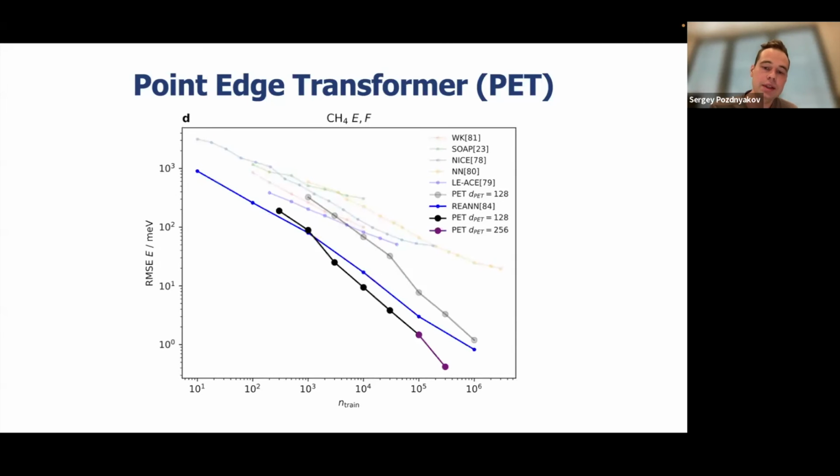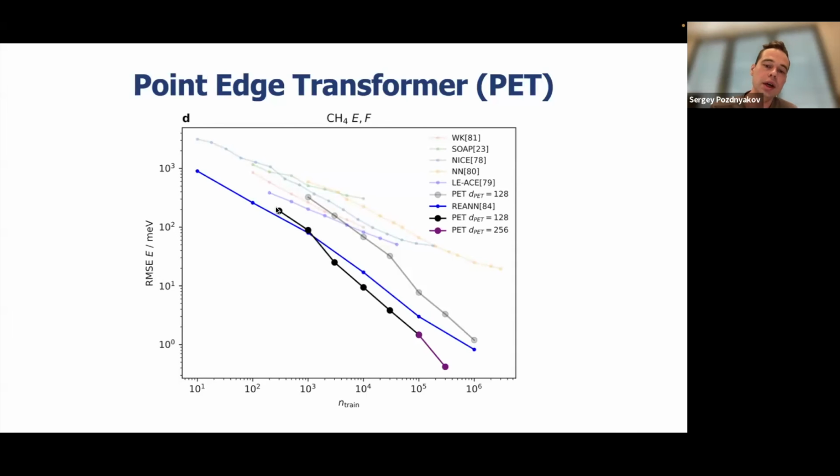The next slide is basically exactly the same data set, but now, contrary to the previous case, where the fitting was done only on energies, now fitting is done on both energies and forces. So the half-transparent lines are the lines from the previous slides, just for comparison.